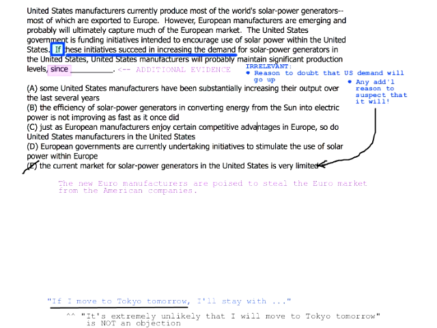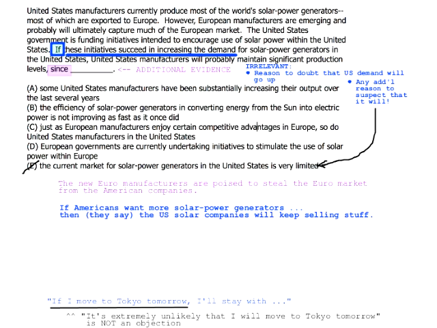So, if Americans want more solar power generators, then they say the American solar companies will keep selling stuff.